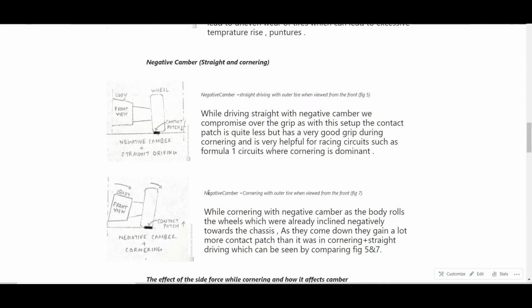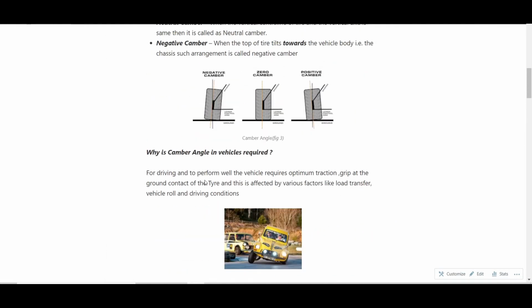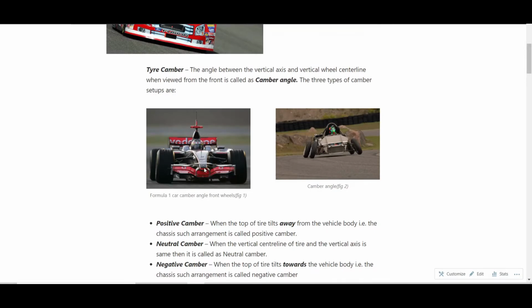Now we'll be looking at negative camber with straight and cornering situations. So firstly, looking at negative camber plus straight driving. Now, this is somewhat of a disadvantage to the driver, that the wheel is slightly inclined towards the vehicle, because as the wheel is slightly inclined, there will be less amount of contact patch at the ground because of the tilt of the tire. This can be seen in this image of the Formula 1 vehicle, where both the wheels are slightly inclined, and the tire loses some amount of contact patch in this portion because of the tilt.